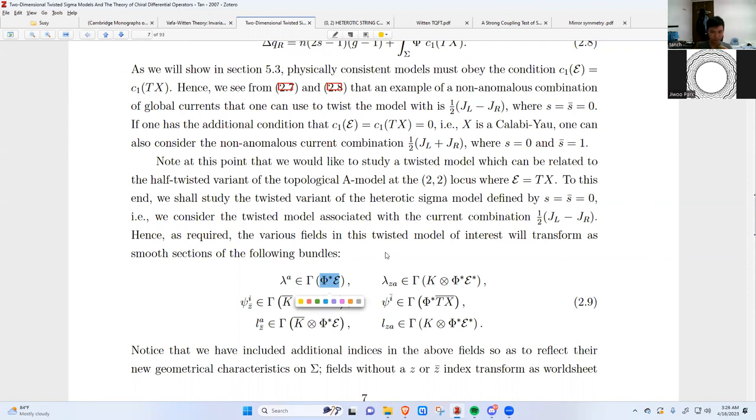I see. What does phi star mean? Phi star is a pullback. Phi is a map from some space to some manifold, and phi star is the pullback of the bundle. So E over here is a bundle. Yeah, so that's what it means.